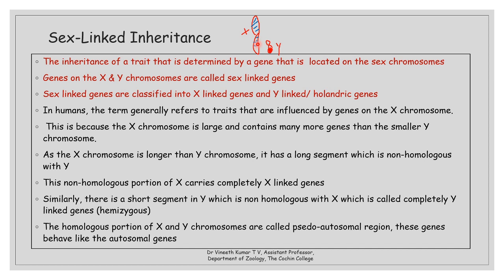So this is a long segment that is non-homologous with the Y chromosome, and there are small regions here. Also, you can see in the Y chromosome a small section, and also in the X chromosome a small section, which is homologous for both because it is present in both. This non-homologous portion of the X chromosome carries completely X-linked genes, and this other region carries the Y-linked genes.